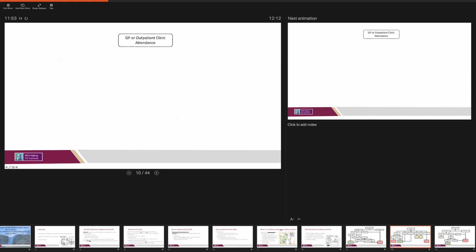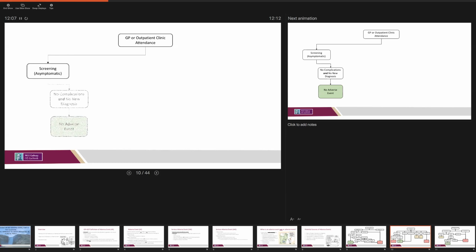The next algorithm is for the attendance at a general practitioner or an outpatient clinic. Firstly, if a patient attends for a screening activity of any description, that could be attending for a mammogram, that could be attending for a PSA check, whatever, and there's no complications from the screening procedure and there is no new diagnosis, so those two conditions have to be met, that's not an adverse event.